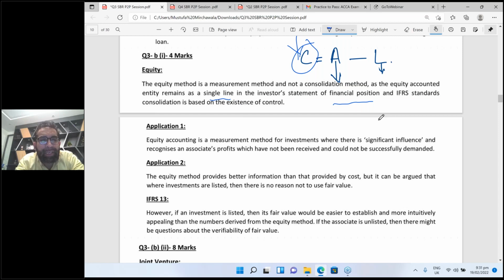Now, equity accounting is a measurement method for investments where there is significant influence, and it recognizes associate profit which has not been received and could not be successfully demanded. Now wait, you know, you have 30% shares, but you cannot take it out in the form of dividends. You don't have control. That's why the words successfully demanded are written, right?